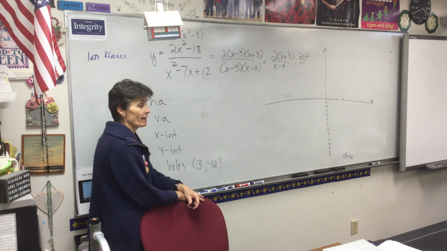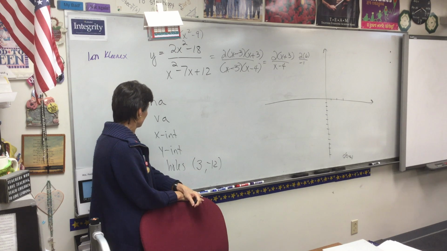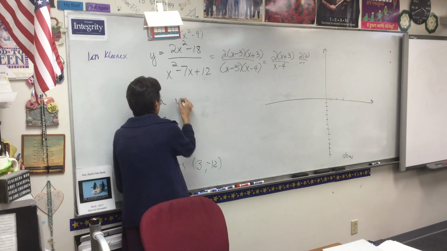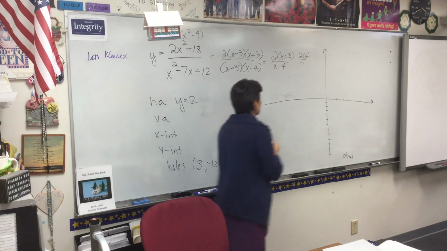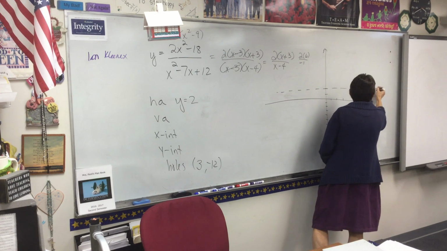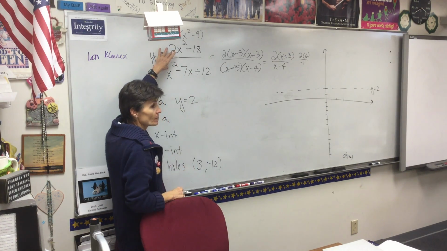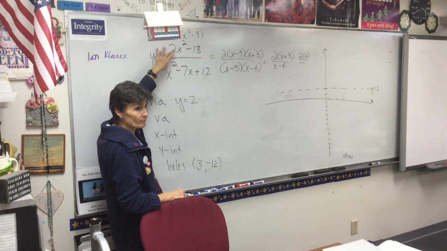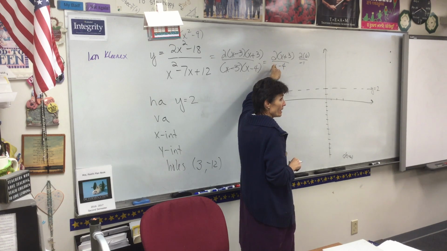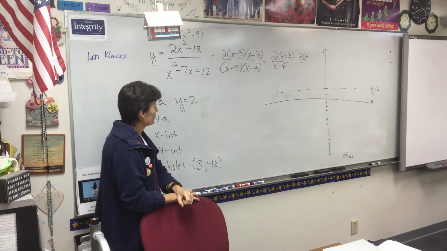All right, well, what else do we have in the picture? The horizontal asymptote is 2. Remember, it's y equals 2, it's an equation. And everybody understands it's y equals 2 because in the original problem, we had 2x squared over x squared, or in the reduced problem, we had 2x over x. Either way, it's 2. Y equals 2.